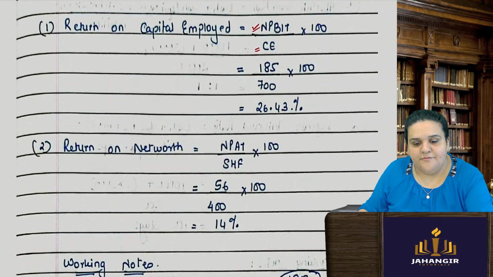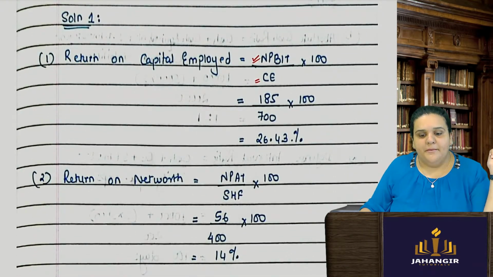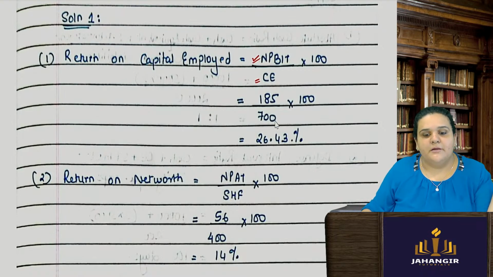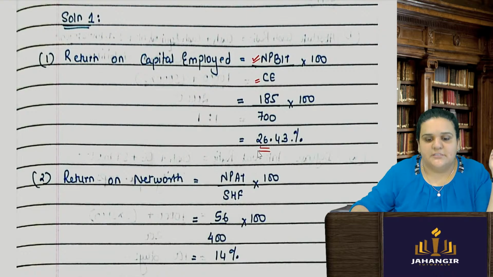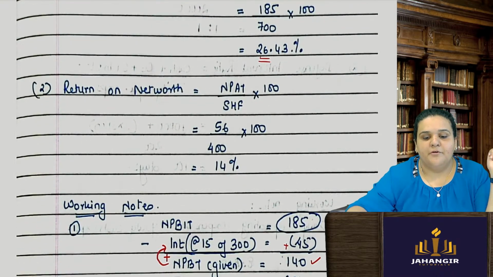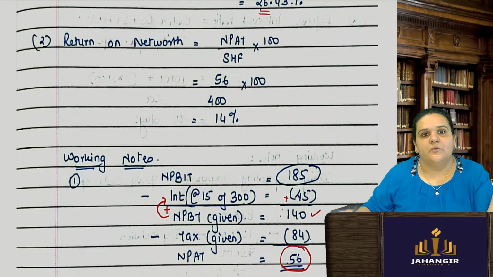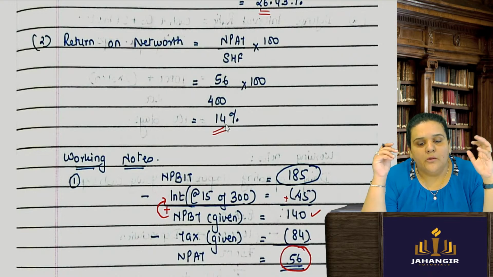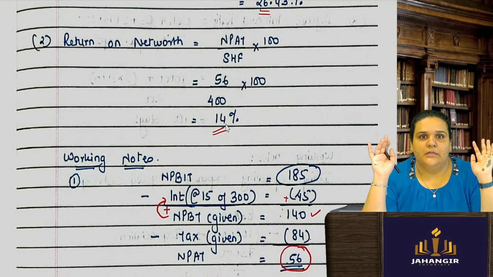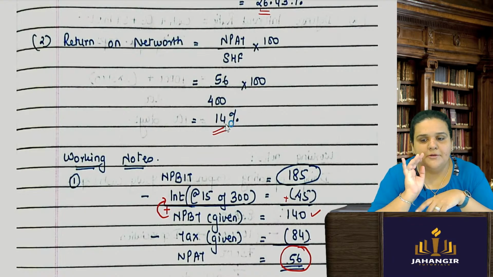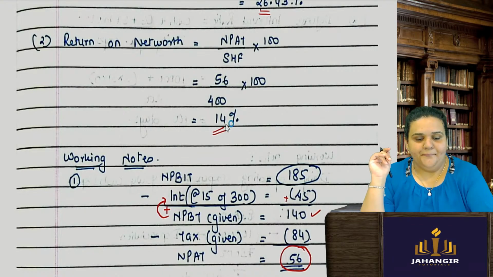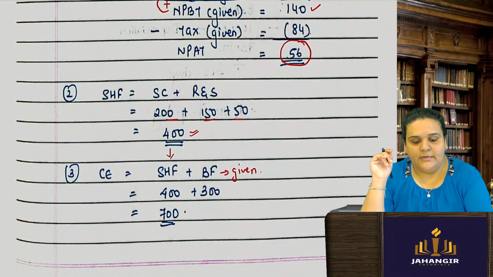So putting them in the formula, NPBIT 185 upon capital employed 700, percentage is 26.43. And net profit after tax is 56, shareholders' funds is 400. My return on net worth is 14%. So all your answers are within the question only, provided you know the formula, you will be able to find it. Okay. Now moving to the next question.